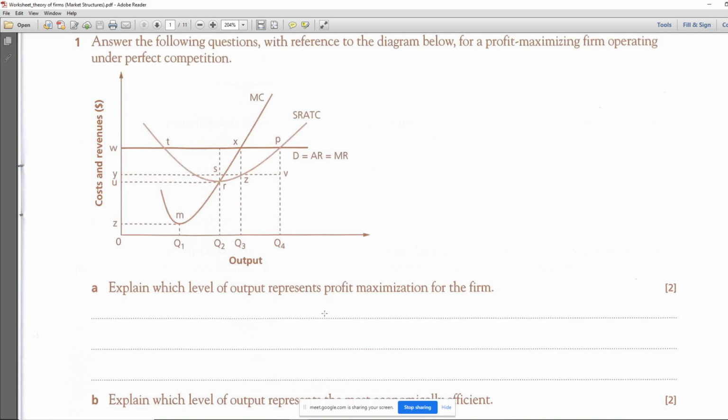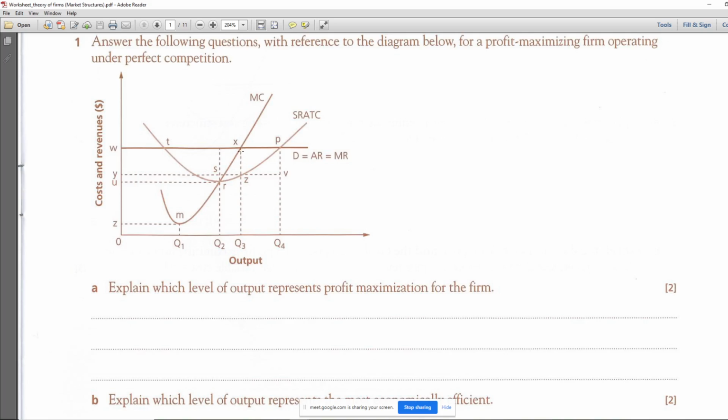Okay, WX equals CY. Right, so that's correct. That's correct because Q3 is our profit-maximizing output, and we are using that as the price. Here W is our average revenue, and at this output, our average cost is at C.